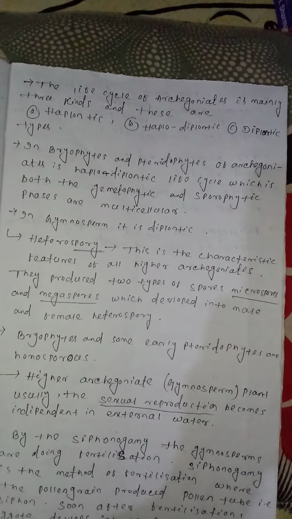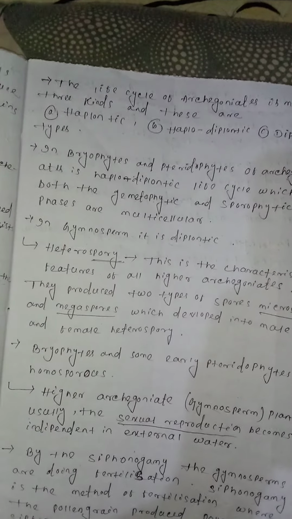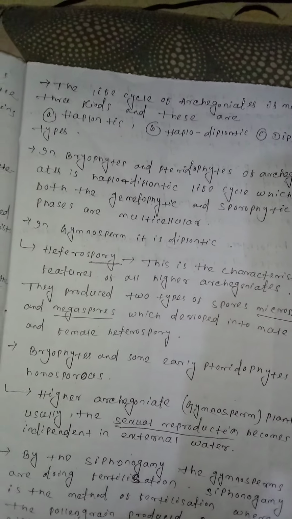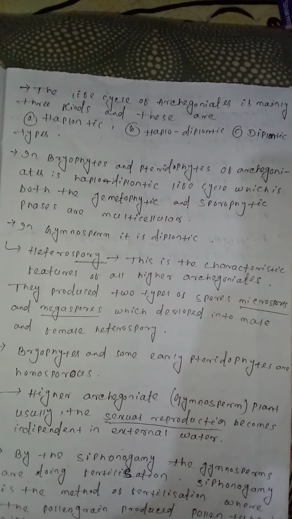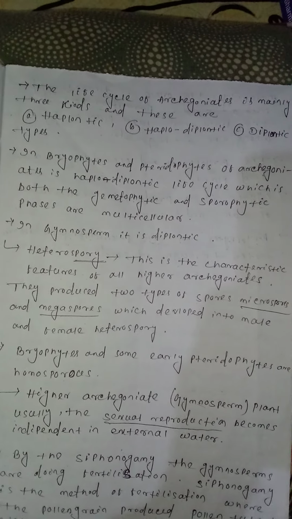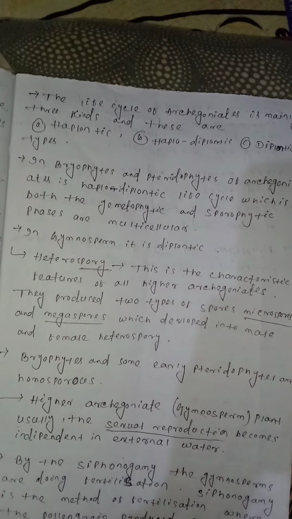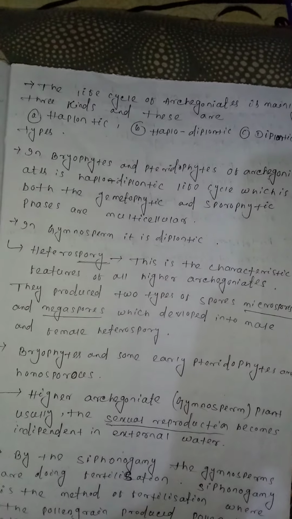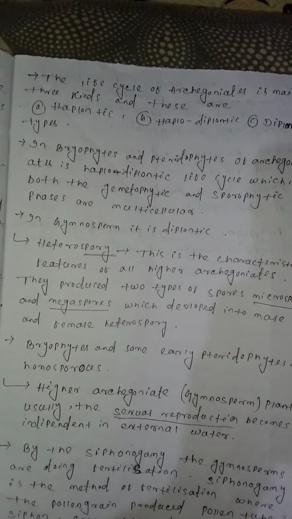Then the next point is heterospory. We all know the meaning of hetero and homo. Hetero means unequal or dissimilar and homo means similar. Heterospory is the characteristic feature of all higher archegoniads. They produce two types of spores, microspore and megaspore.